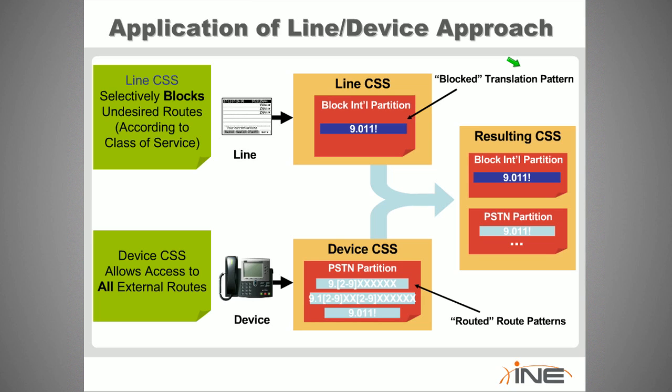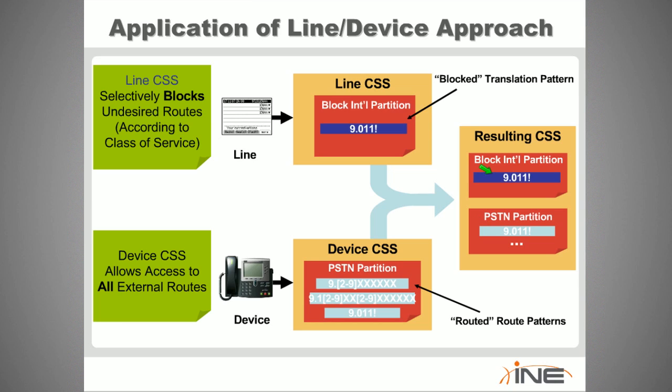But we wouldn't even have to point to one. The idea is that we can use a translation pattern or a route pattern, it really doesn't matter, to create our blocked patterns. If it is an equal match, 9.011 bang, 9.011 bang, it's an exact equal match. If this one's even slightly less specific than this one, then what we're trying to do here won't work.